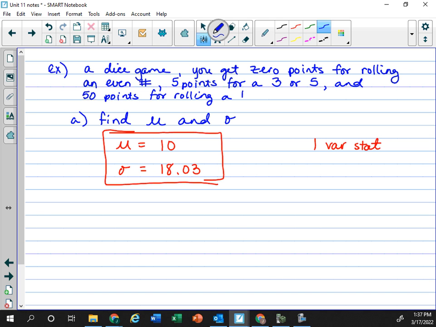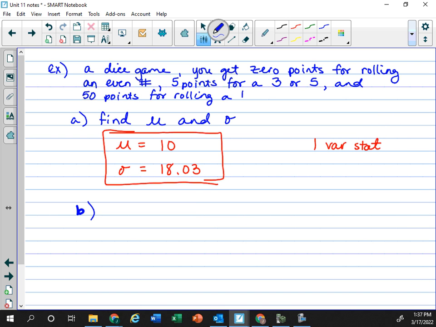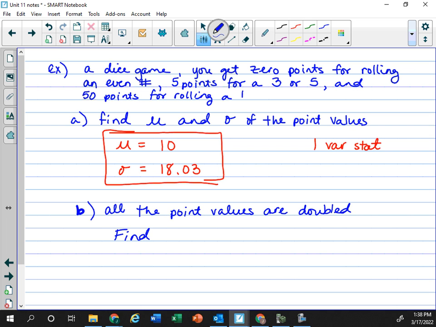All right, we okay with that first part? We're going to do a little more with transforming data like we were doing at the end of class last time. So let's say all the point values are double. And guys, on the last part, find mu and sigma, I really should have said of the point values. We figured it out, but I should be specific. Now all the point values are doubled. Find the new mu and sigma.